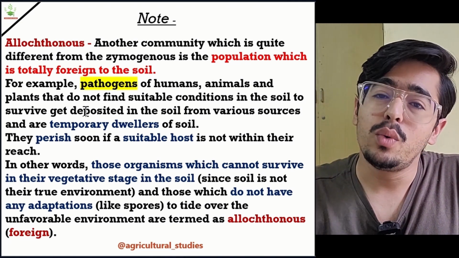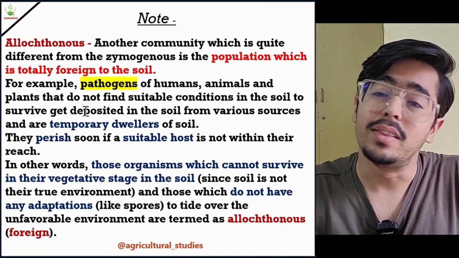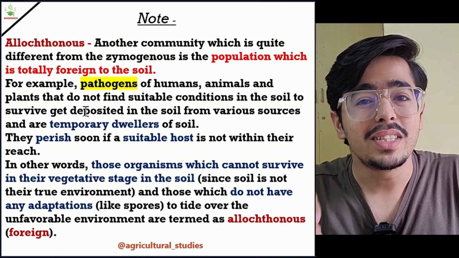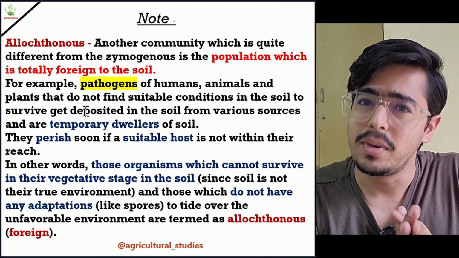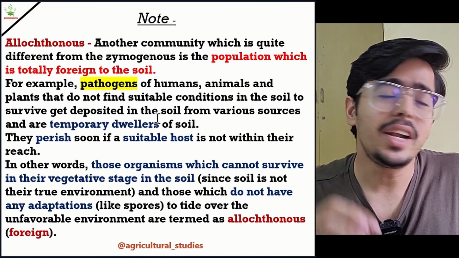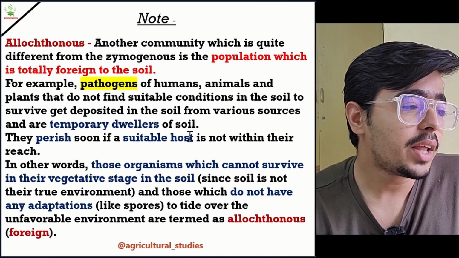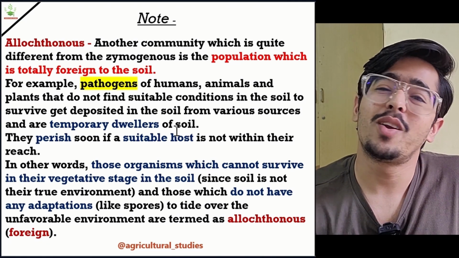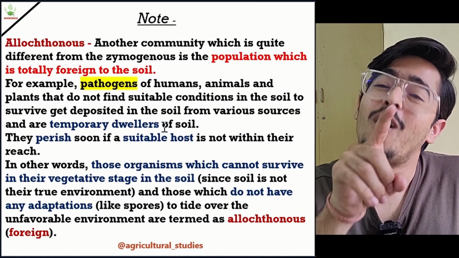But when they don't get these hosts, they remain in the soil for a small period of time. That means they are temporary dwellers of the soil. I have also written this here. They are temporary dwellers of the soil, not permanent. If they were permanent, they would have been called autochthonous, right?